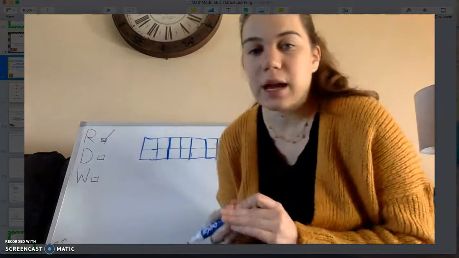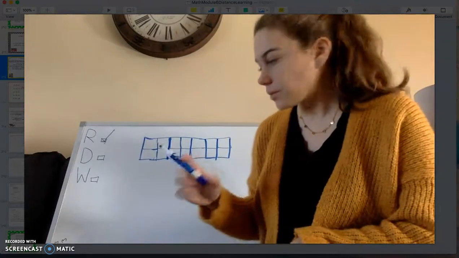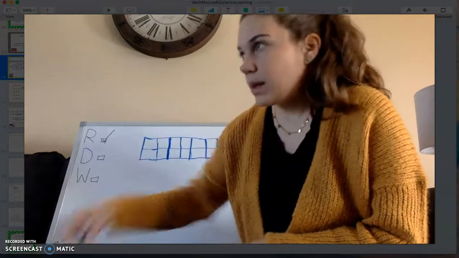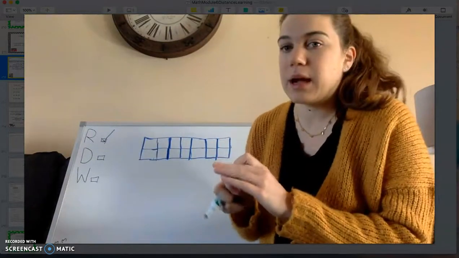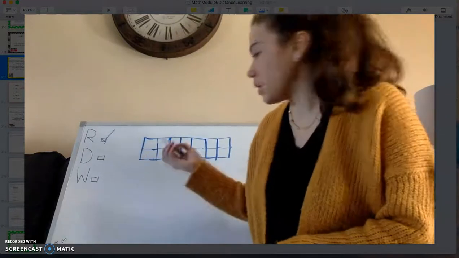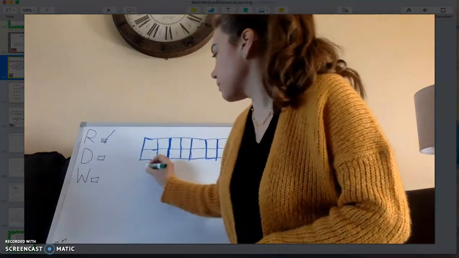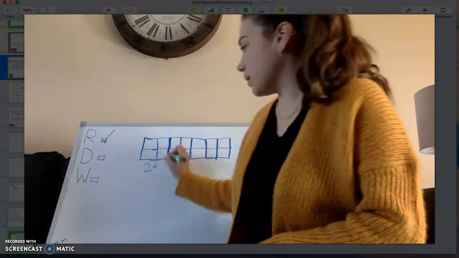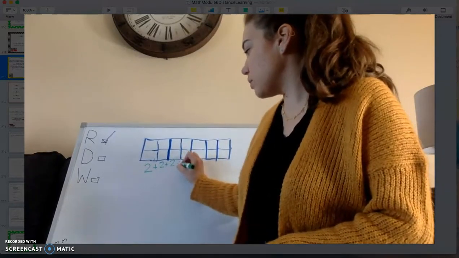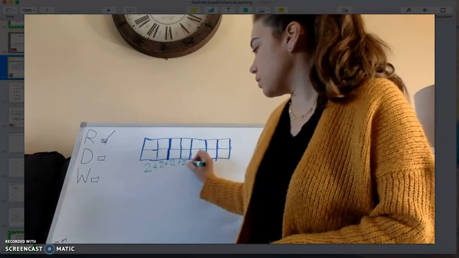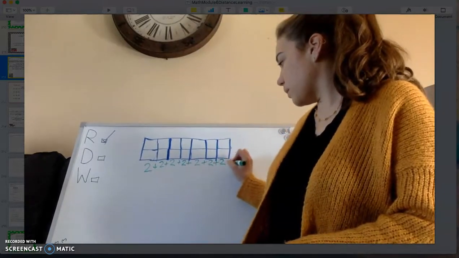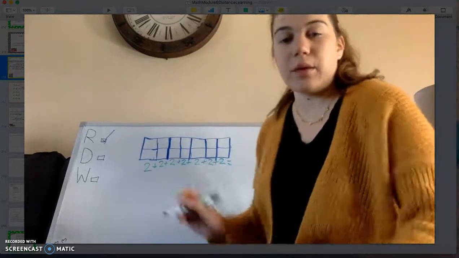Okay, so now we need to write our repeated addition equation. So if we look at this, we can add it by columns. Remember, columns go up and down. So if we add this, how many are in this column? Good, we have 2 students in this column. How many are in this column? Good, 2. This column, good, 2. This column, good, 2, 2, 2, 2. So we could write it that way.